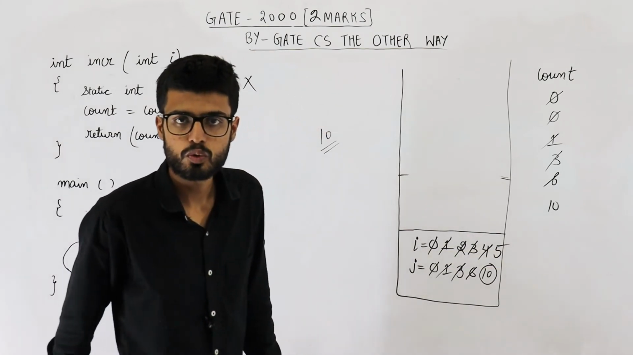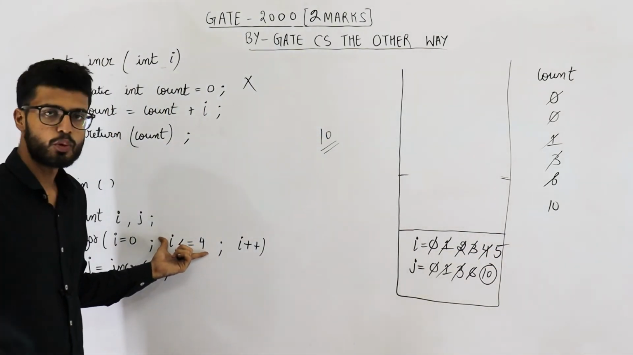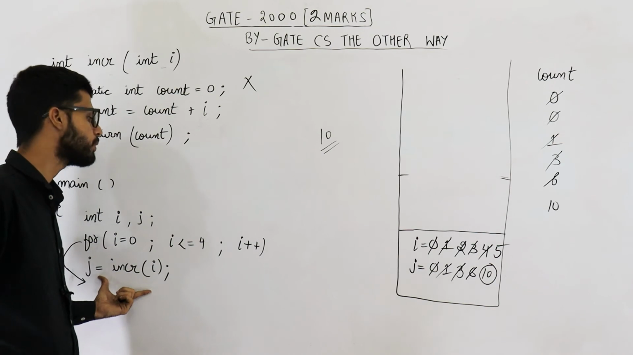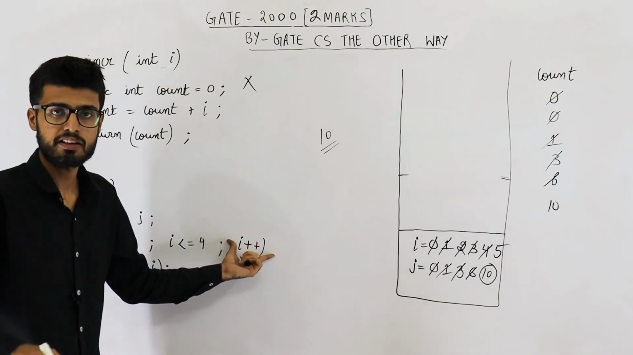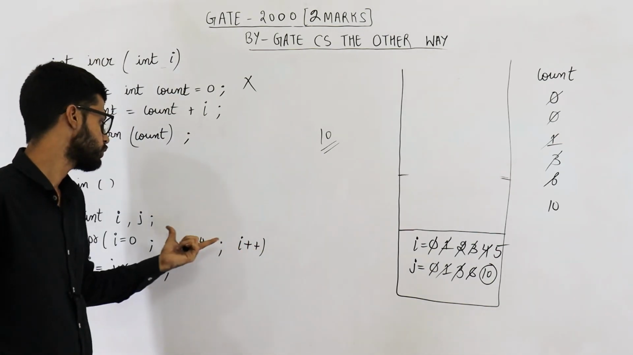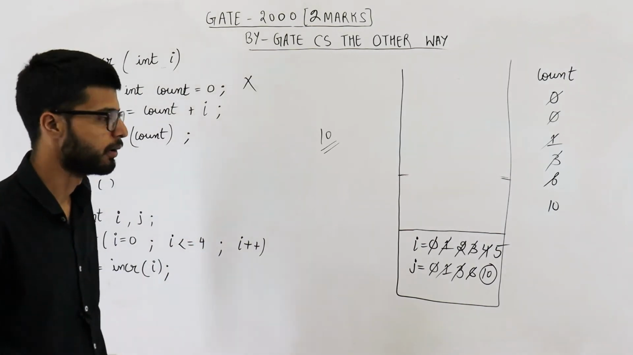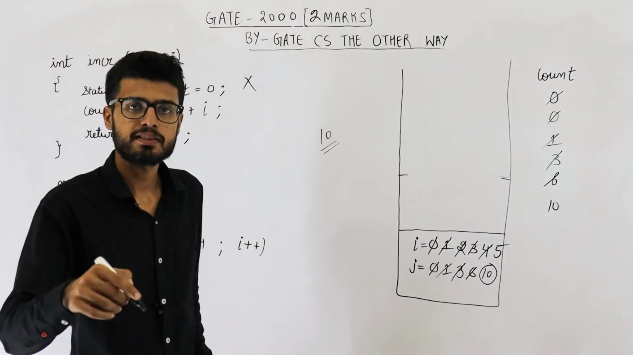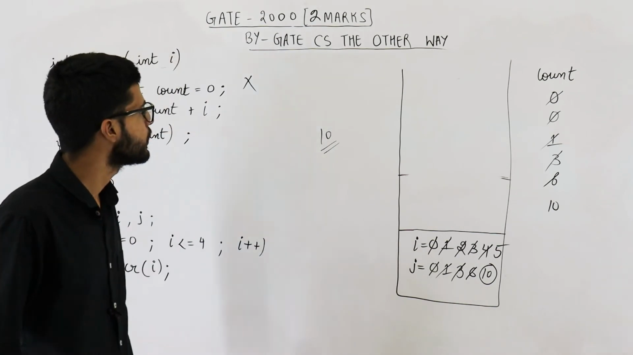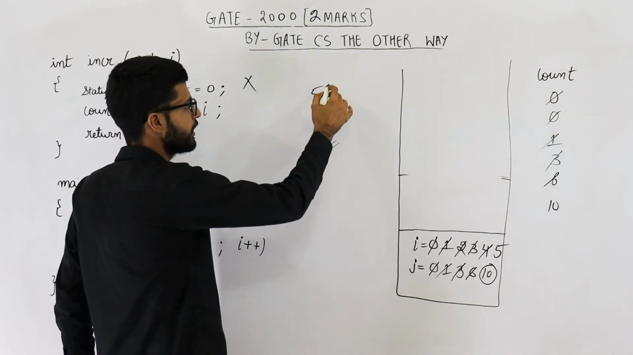Don't say i is equal to 4. At i equal to 4, the condition was true. We will enter the body of the loop and again update it. i will become 5. When i becomes 5, only at that point will the condition be false and we will come out of the loop. So had they asked what is the value of i after executing it, that will be 5.